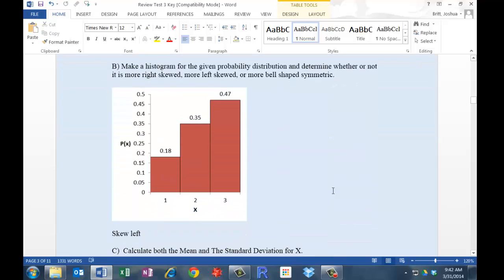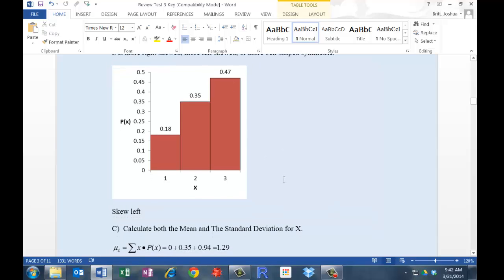Now part B says make a histogram. So here we just label x and p of x, and then draw the height of the probabilities along the x-axis here. It's fairly straightforward.